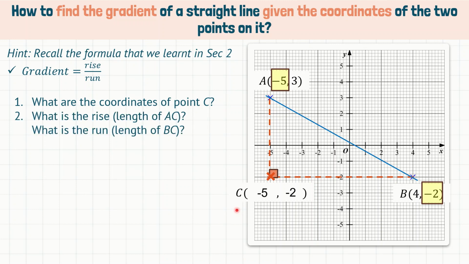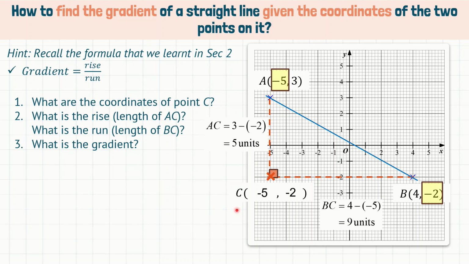So the second question that we asked earlier on is what is the rise and what is the run? The length of AC would actually be 3 minus away -2, that is 5 units. And the run is 4 minus away -5, and that is 9 units. So now, what is the gradient? If we stick to determining the gradient to be rise over run, then our answer would be 5 over 9. I'm not sure whether you're thinking what I'm thinking right now.